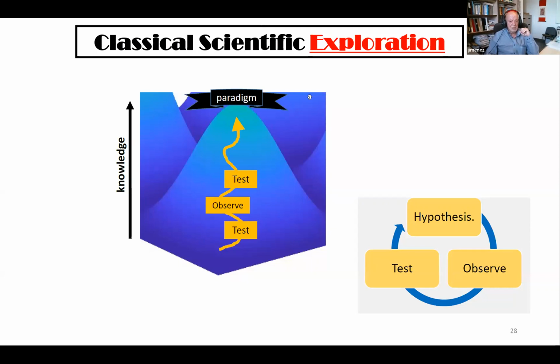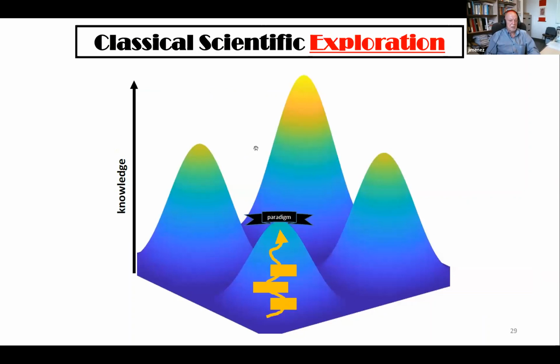The problem with this is that you have no guarantee that the knowledge landscape looks like this. It's probably more like something like that. There are several paradigms, several hypotheses which are useful. You have found one, the one that is your paradigm, but there's another one here, another one there. So how do you find these? Or how do you improve your chances of finding these other optima?